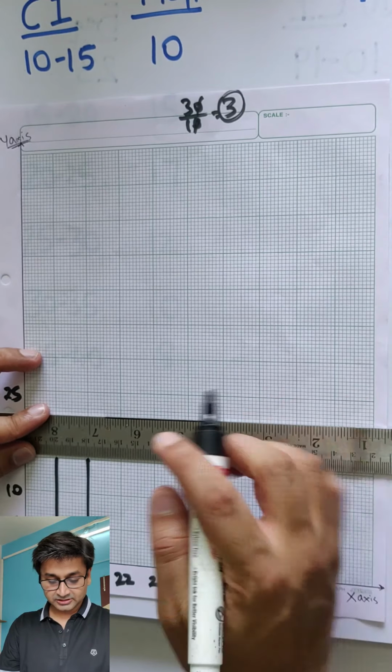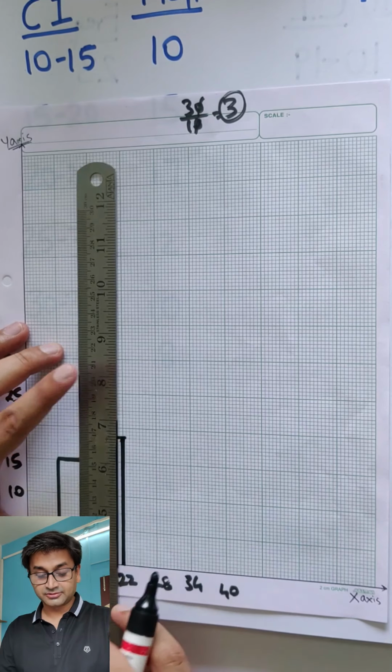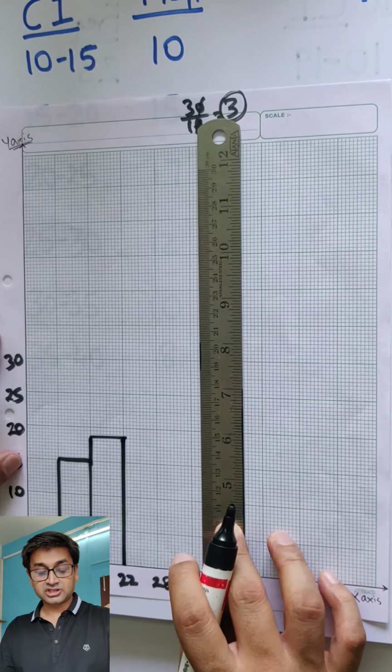I'm using a marker so that it can be clearly seen in the video, but the accuracy might be slightly off here and there. You're supposed to use a pencil in the boards. Markers obviously are not going to be used. So please see to it you use pencils while doing the sums right now also. The next one is 30. So let's hit 30. So 30 is right here. And let's join it.